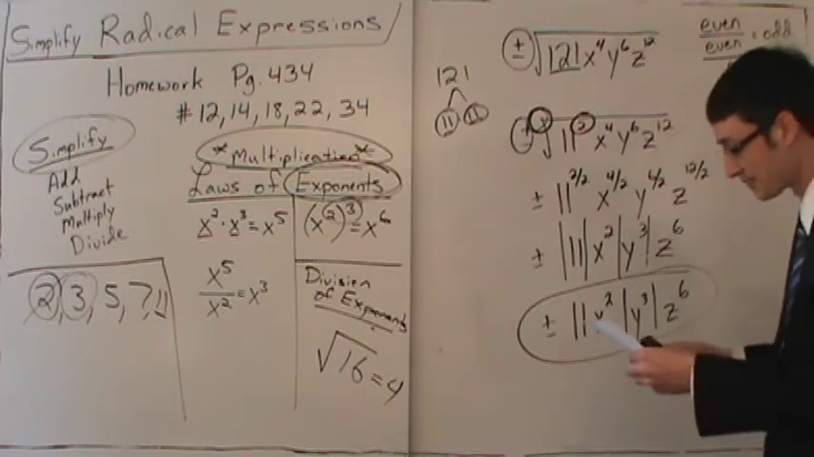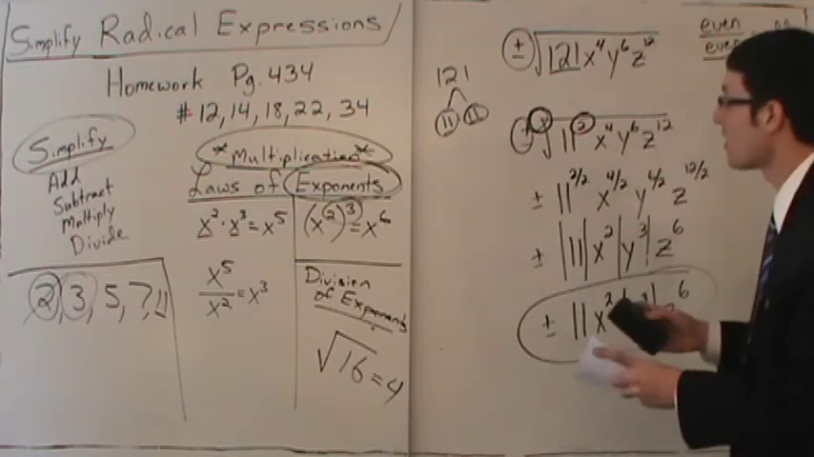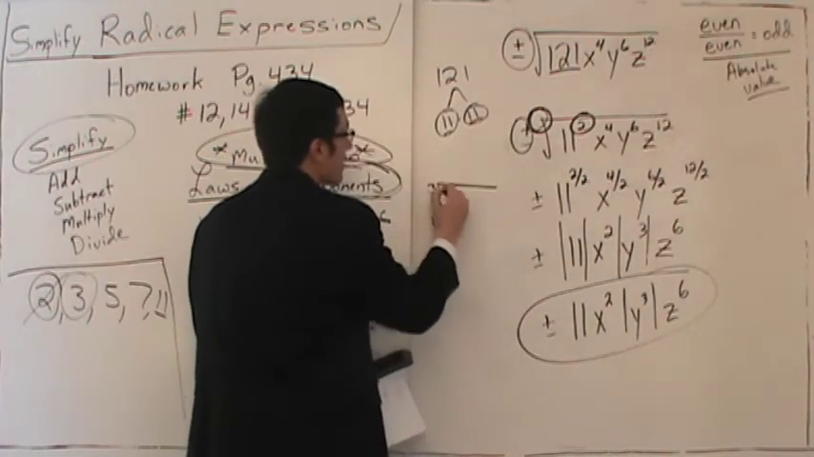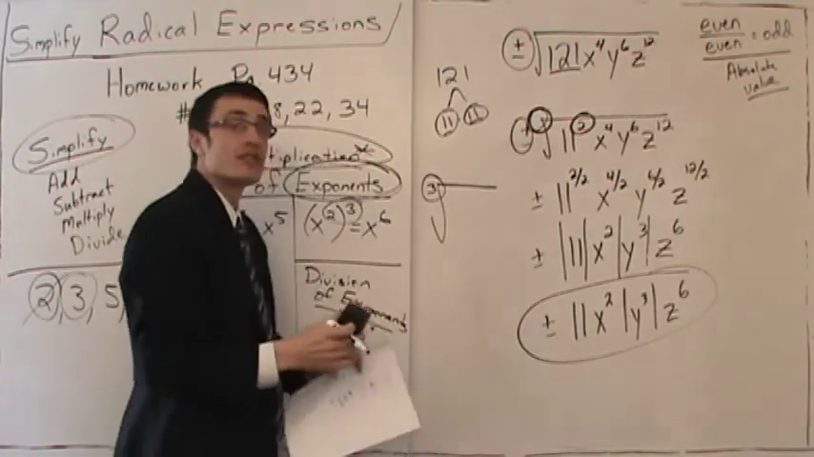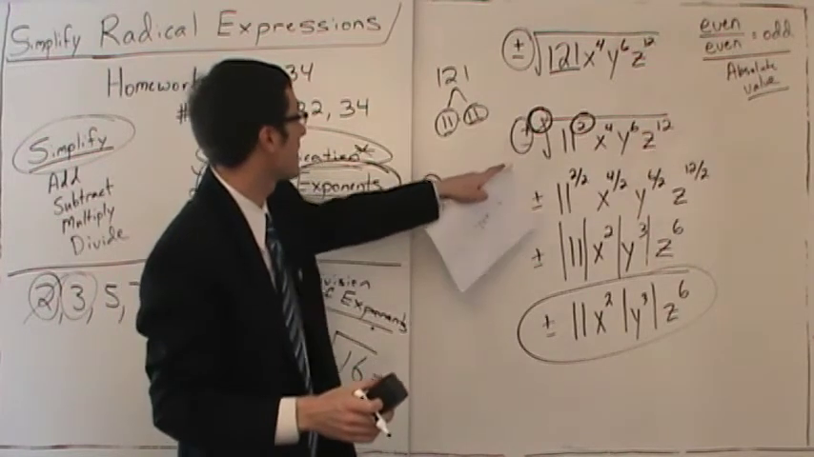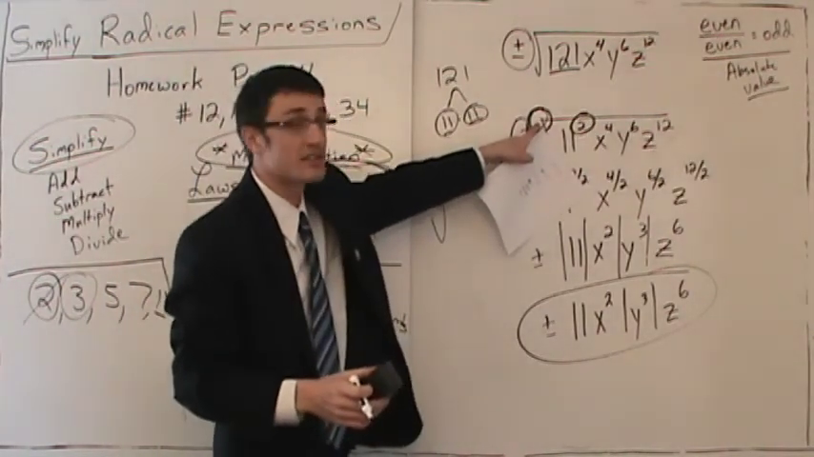Let's look at another one. Okay, what if we have an odd index? What if we have an odd index of, say, cubed root? Are we going to have to worry about absolute value here? No. We never have to worry about absolute value with an odd index. We only have to worry about absolute value when we have an even index, like a 2.